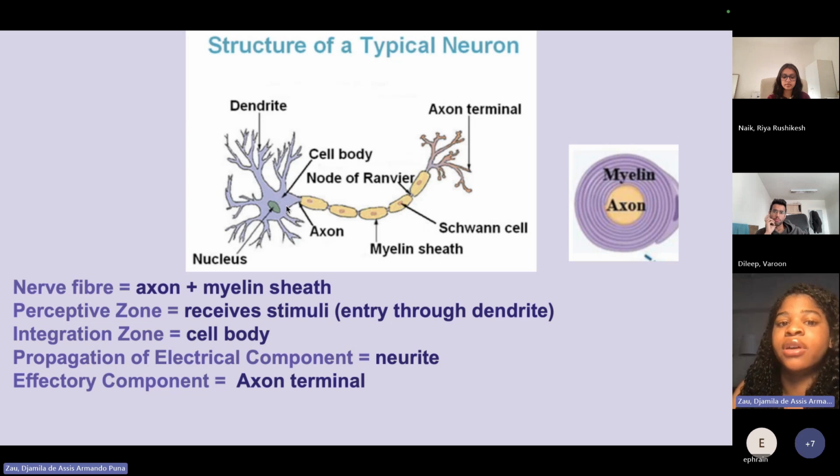When information is traveling through the neuron, if we did not have this myelin sheath, it would take a very long time for the information to travel. Thanks to the myelin sheath, the information actually will do this: 1, 2, 3. It will travel through what we call the nodes of Ranvier.